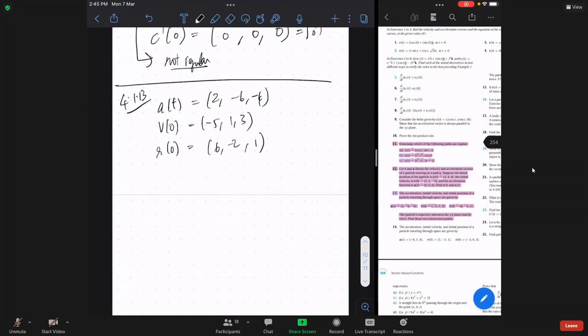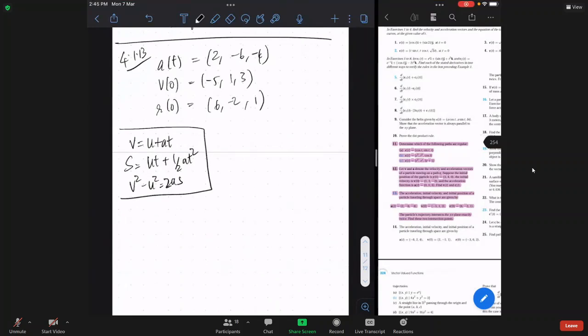So I'm just going to write these Newton's laws of motion equations, just for remembering. I have my final velocity v equal to u plus at. u is my initial velocity, a is my acceleration. My distance s is ut plus half at square. And then v square minus u square is 2as. With the help of these equations, I'm going to derive some other equations.